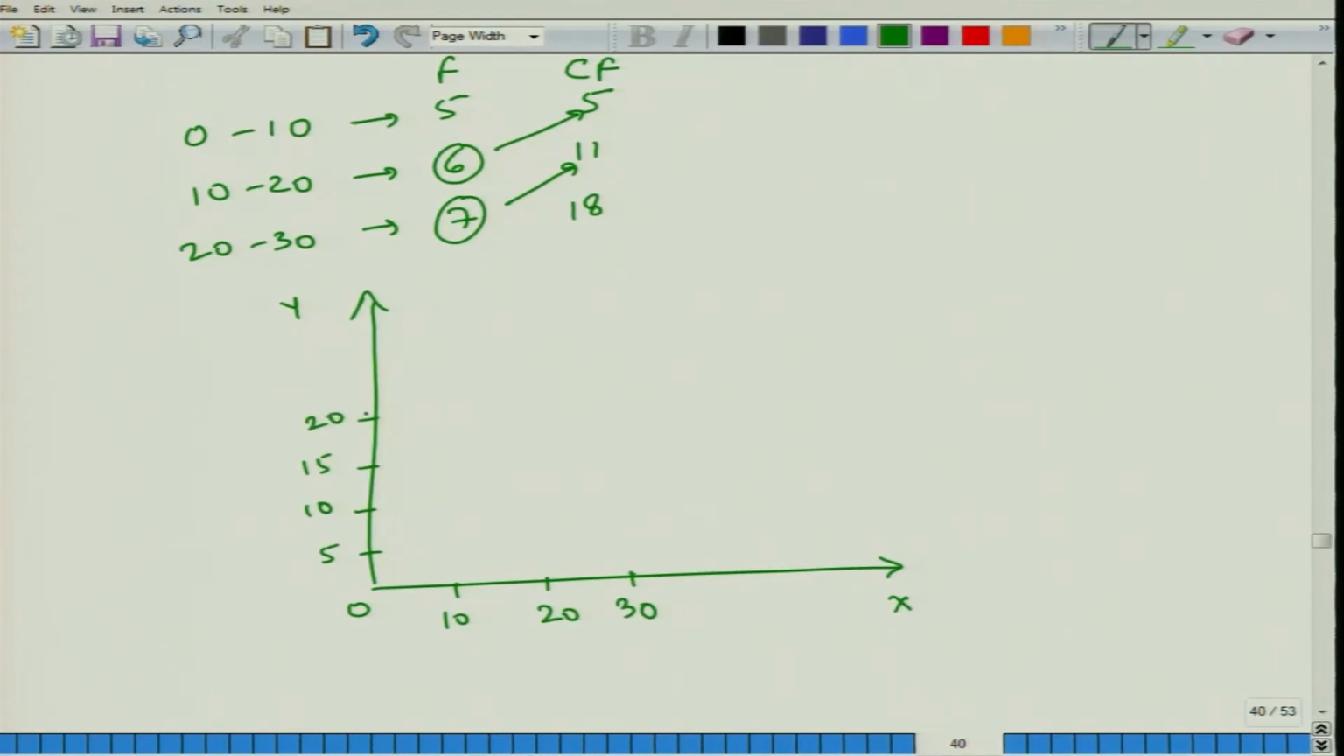15, 20. So, what are the values that are less than 10? We have 5 values that are less than 10. So, we take this point. Then how many values are less than 20? We have 11 values that are less than 20. And how many values are less than 30? We have 18 values that are less than or equal to 30. When we join all these points together, we get the ogive.